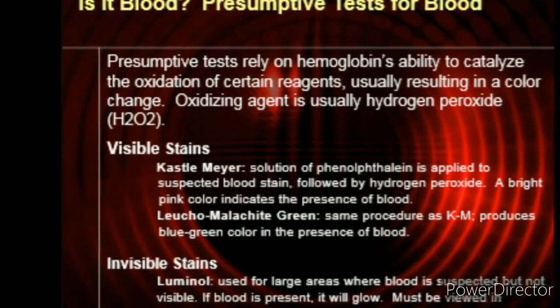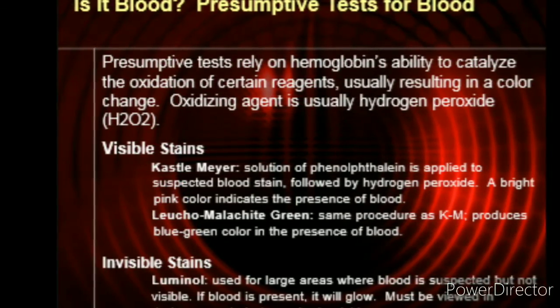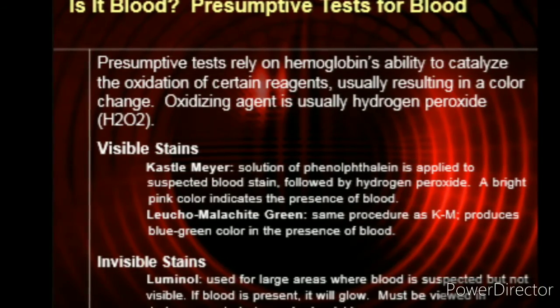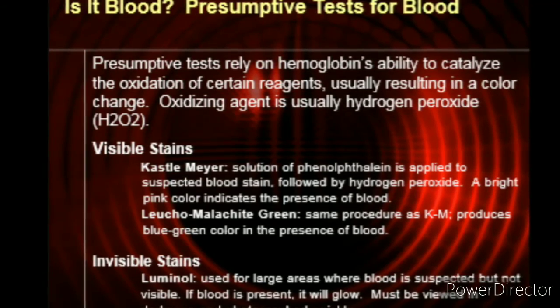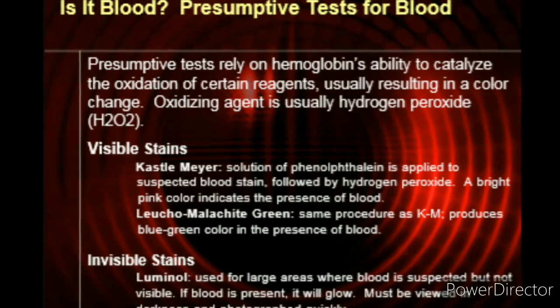Is it blood? Presumptive tests for blood. Presumptive tests rely on hemoglobin's ability to catalyze the oxidation of certain reagents, usually resulting in a color change. The oxidizing agent is usually hydrogen peroxide.